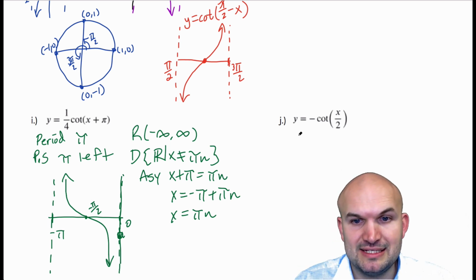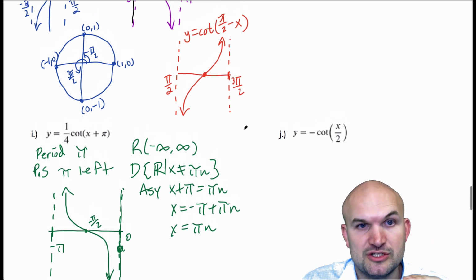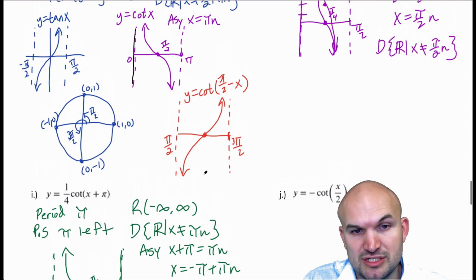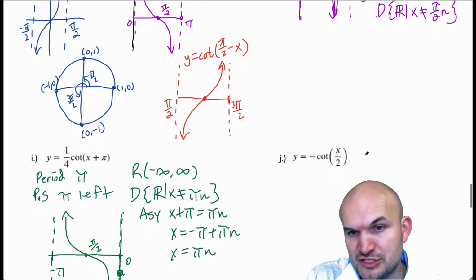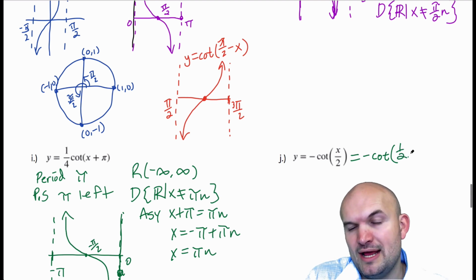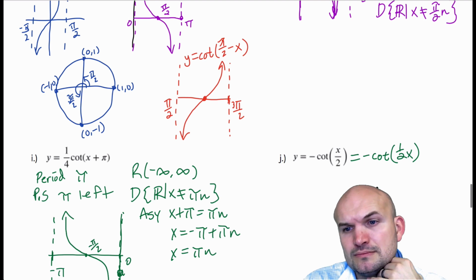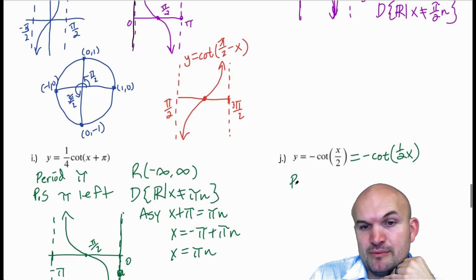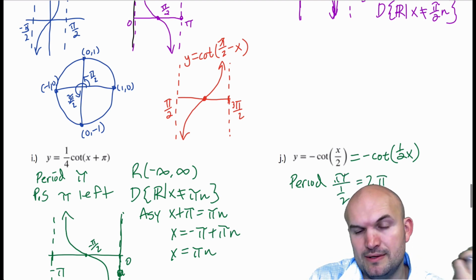All right, last but not least here, we have a negative on the outside. So we know that's going to be reflecting about the x-axis. So again, that's going to be a very similar transformation, just like the reflection on the y-axis as far as the shape of the graph. And then we have this x divided by 2. So again, we want to rewrite that as 1/2 x. So we can see that my b is 1/2, so I know I'm going to have a change in my period. So my period is going to be pi divided by 1/2, and that equals 2 pi.